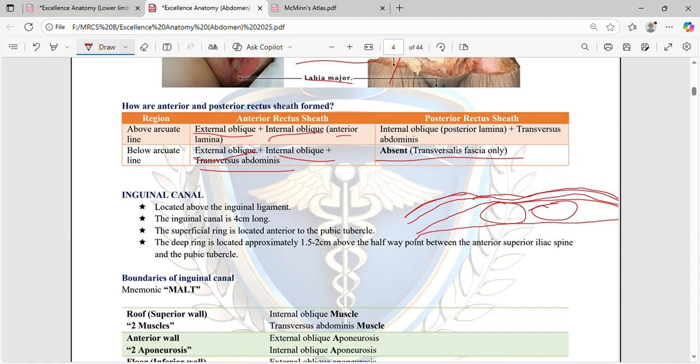So what is the inguinal canal? We are going to discuss that in the next video.